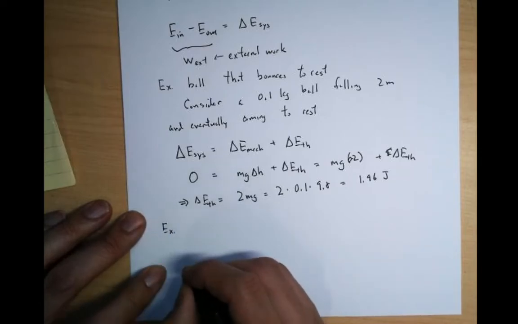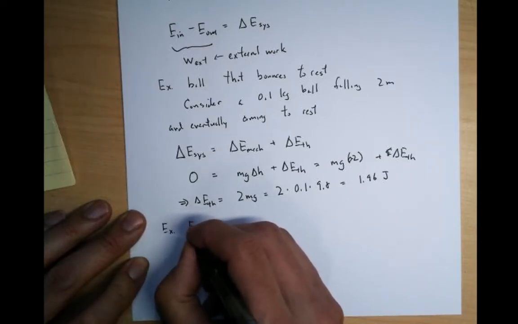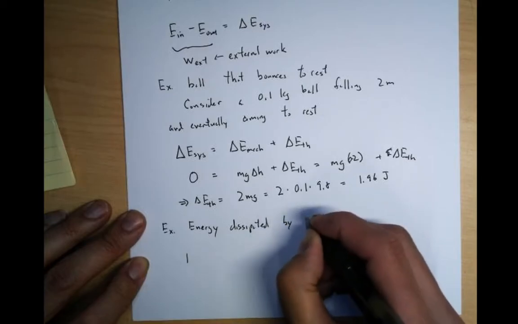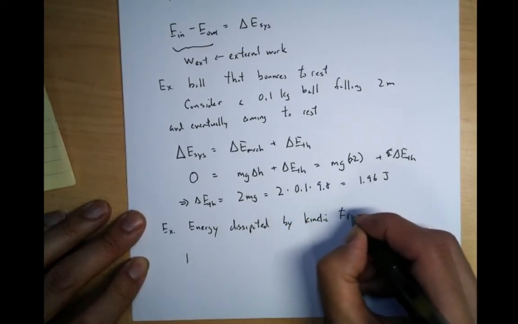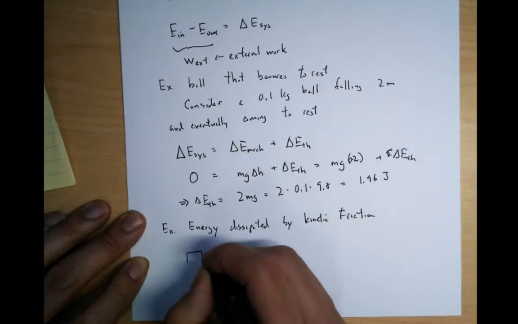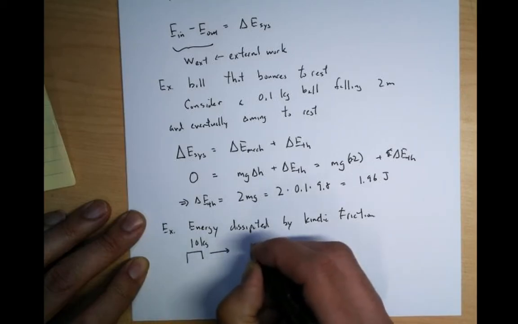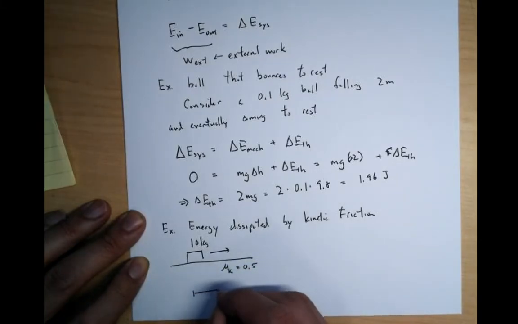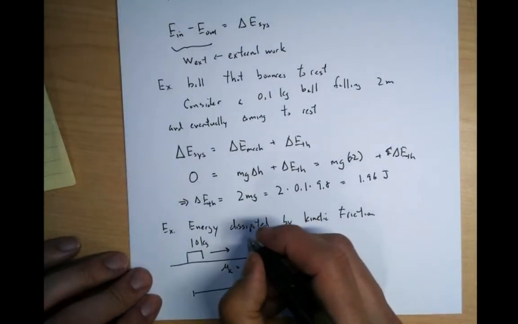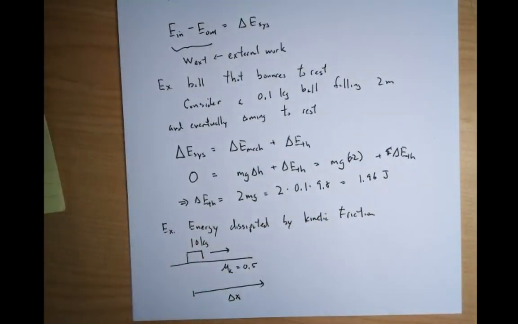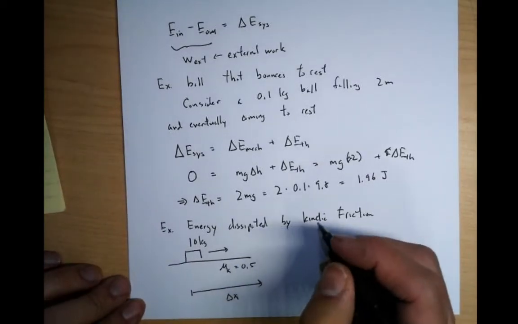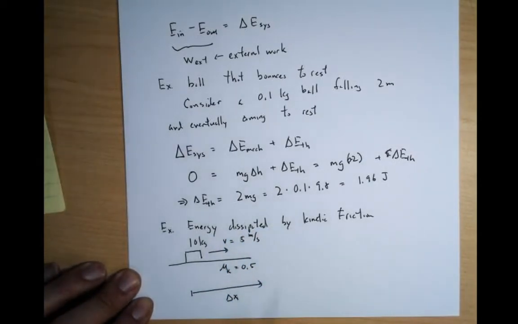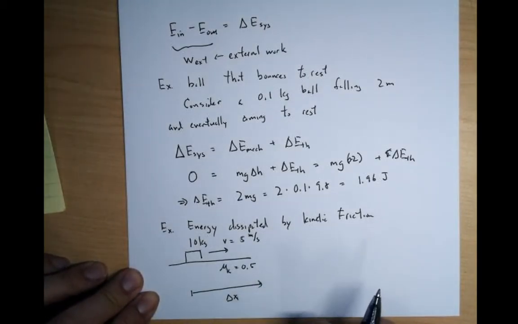Here's another example here. So let's consider the energy dissipated by kinetic friction. I have an object here, weighs about 10 kilograms. It's sliding along a surface with mu k equals 0.5 and slides some distance delta x, right? The velocity of this thing might be 5 meters per second to start, for instance, right?